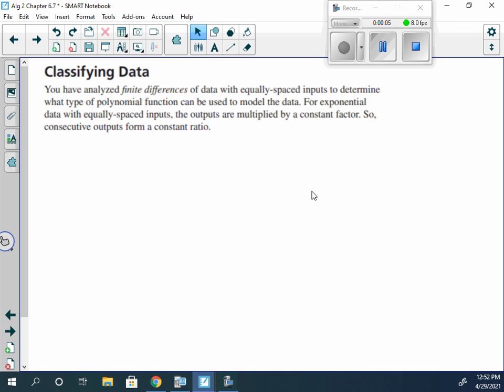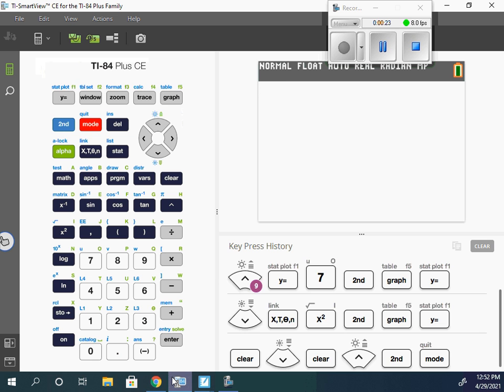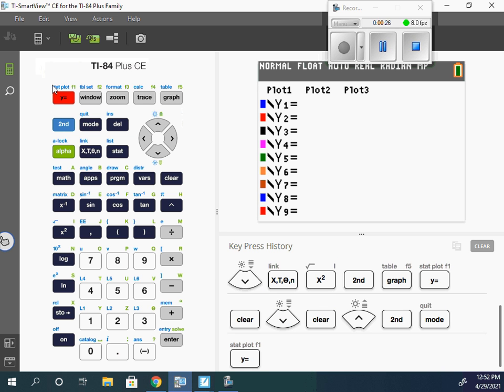So what we're going to be talking about today is classifying data, or looking at sets of numbers and really determining if it is exponential or not. And we could have quadratics or linear functions as well. Now, when we look at exponentials, we'll actually just look at some random ones.